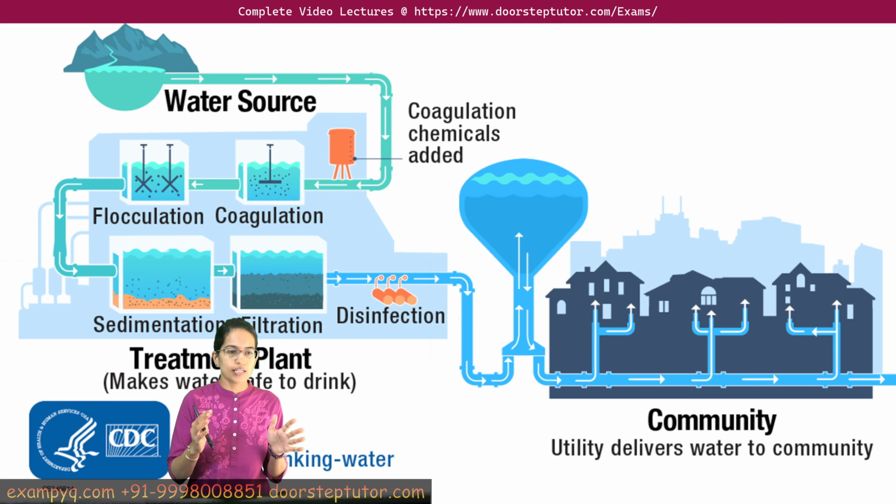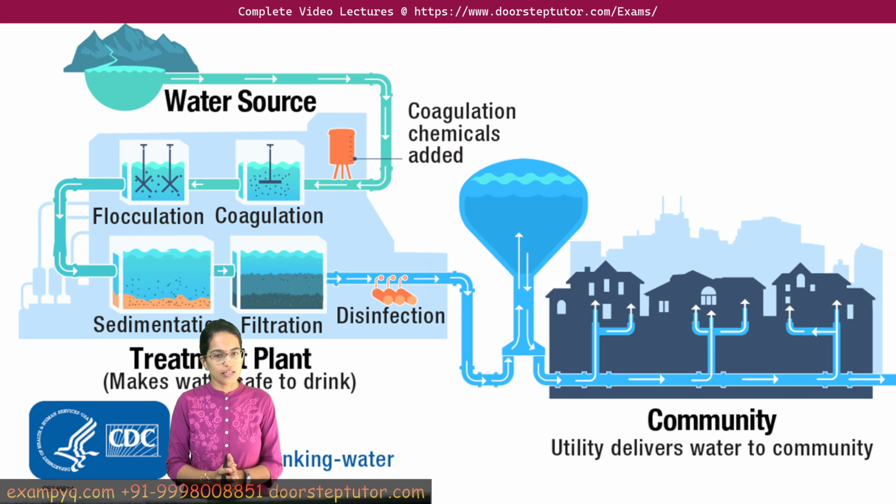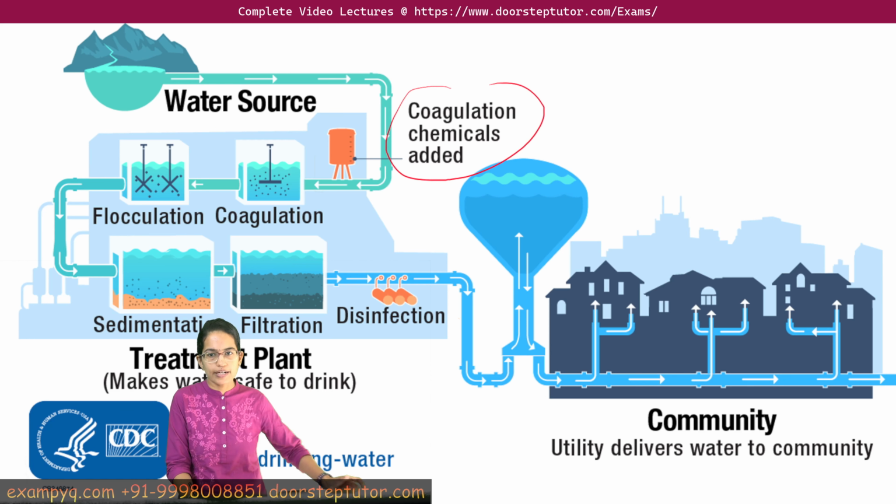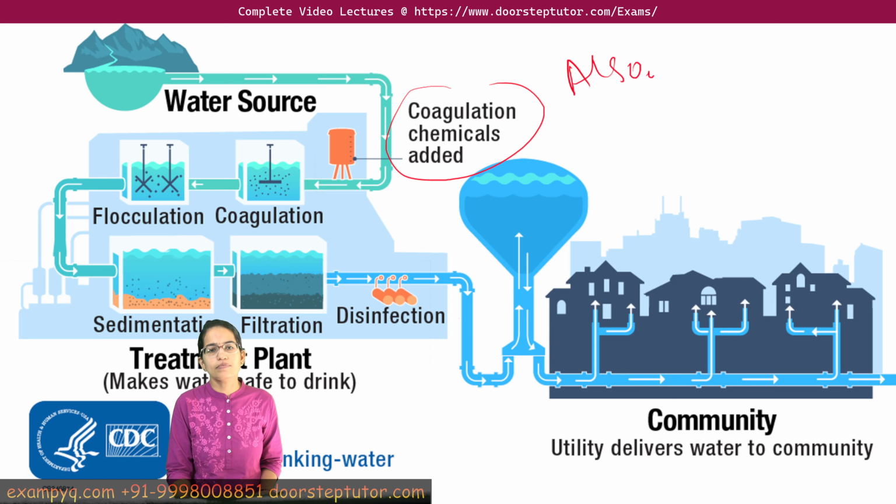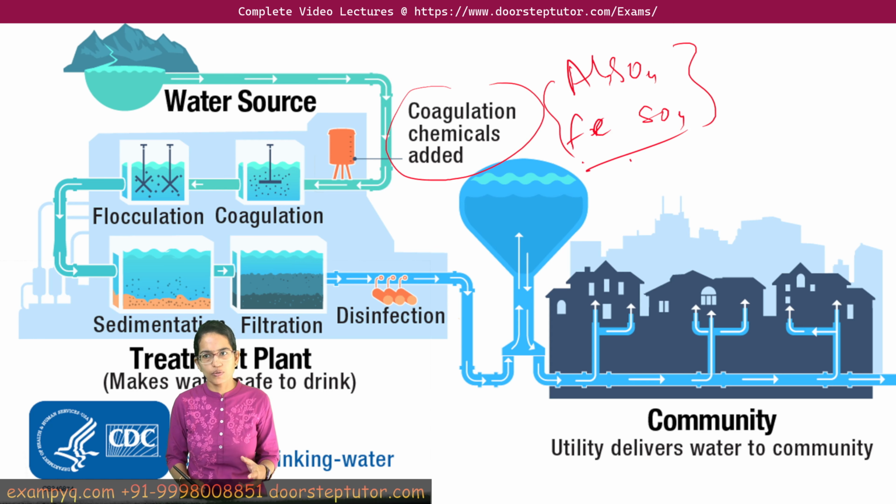So this is a graphic from CDC which gives the guidelines for drinking water and the guidelines for the water system to be purified before it is delivered to the households. So from the water sources, coagulants are added. Now these coagulants are primarily aluminium sulfate, and then you also have ferric sulfate. These sulfates help in the process of coagulation.